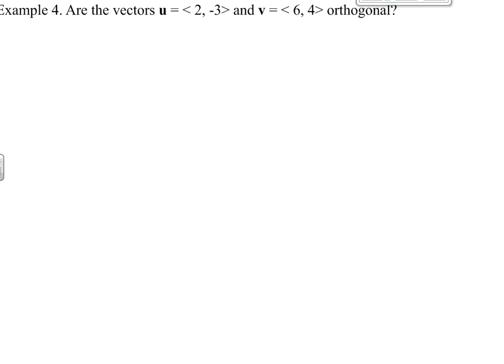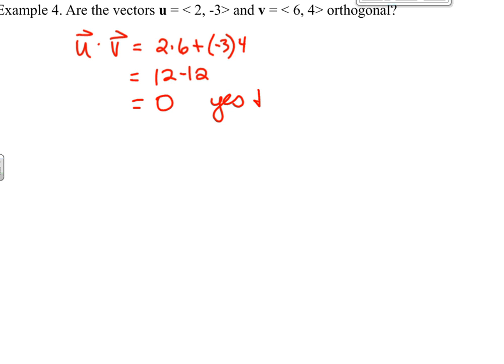Okay, and then here's a little straightforward example. Are vectors u and v orthogonal? To see if they're orthogonal, we're going to find their dot product, and if it's equal to 0, we're going to say yes, and if it's not equal to 0, we'll say no. So the dot product is 2 times 6 plus -3 times 4, and 12 minus 12 is 0. So yes, they are orthogonal.